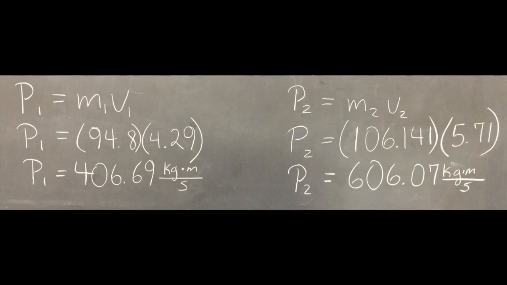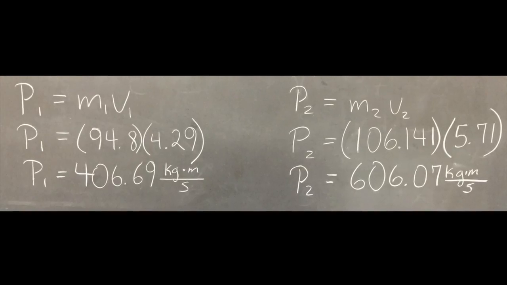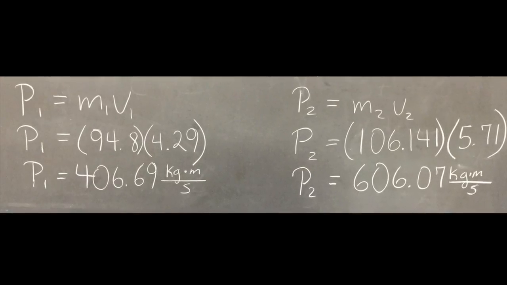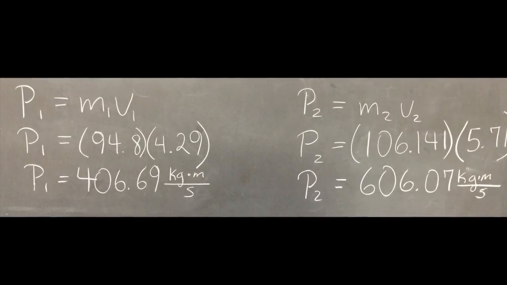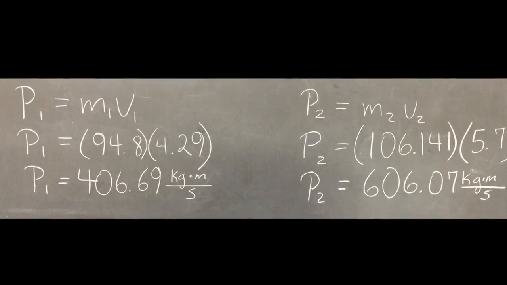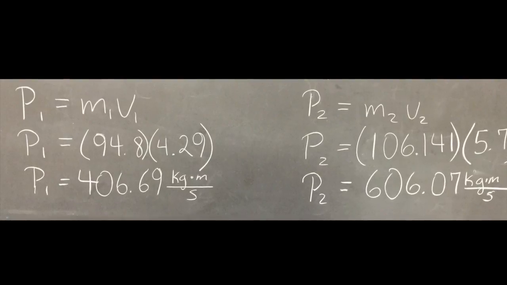Plugging in our velocity and mass values for each player into the momentum equation, we determined that Rob Kearney would have a momentum of 406.69 newton seconds acting to the right, while Ma Nonu would have a momentum of 606.07 newton seconds acting to the left.